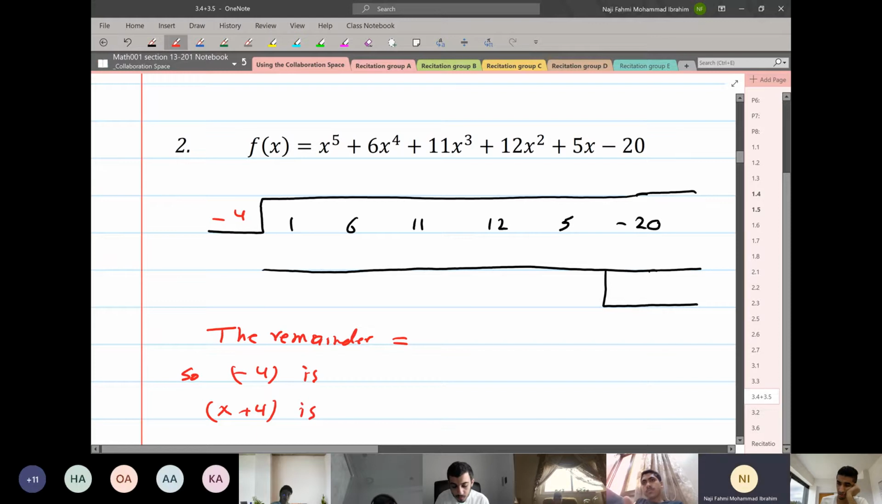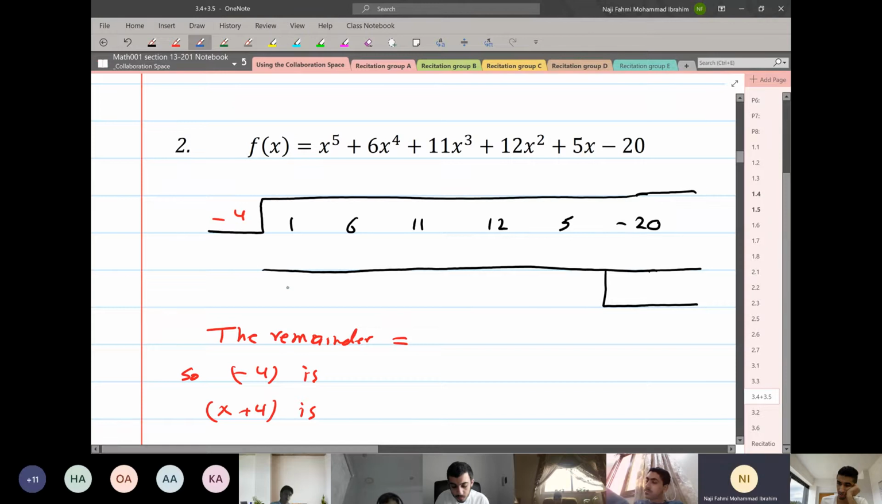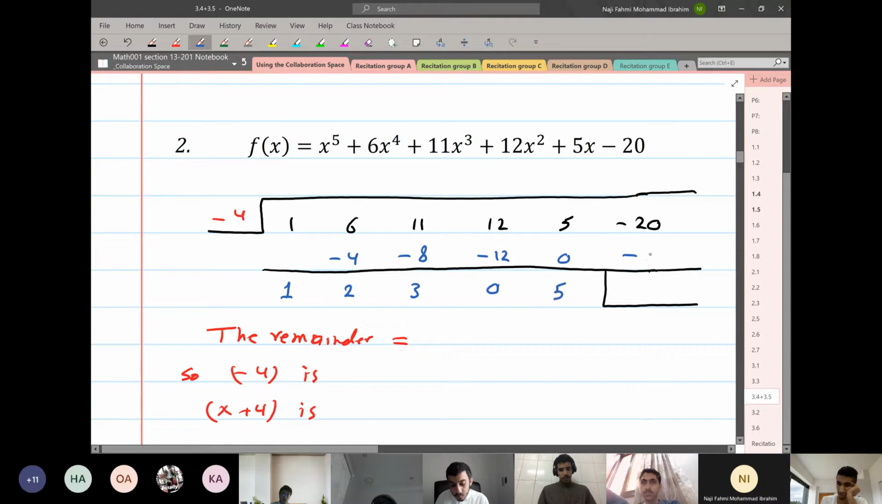Muhammad al-Harthi, give us the numbers. Yes, doctor. 1, 2, 3, 0, 5. Remember 0. No, it's not 0. Negative 40. Negative 40. Yes. So the remainder is negative 40.